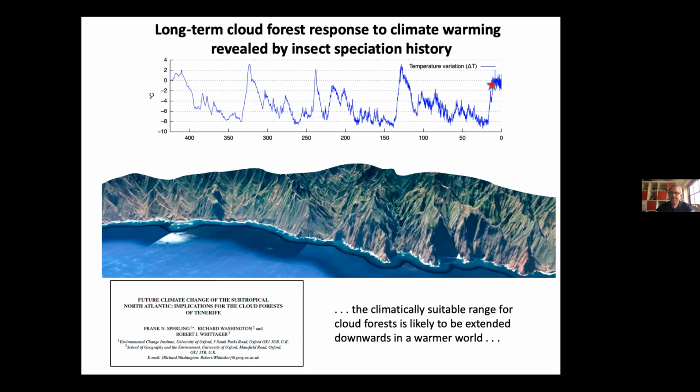Now, whether this is a model that's applicable to all cloud forests around the world, I can't speak for that, but it's quite plausible that it would be, I think. And I think we can see a sensible way to test that in different regions just by applying this kind of approach when there's a suitable topographic framework.